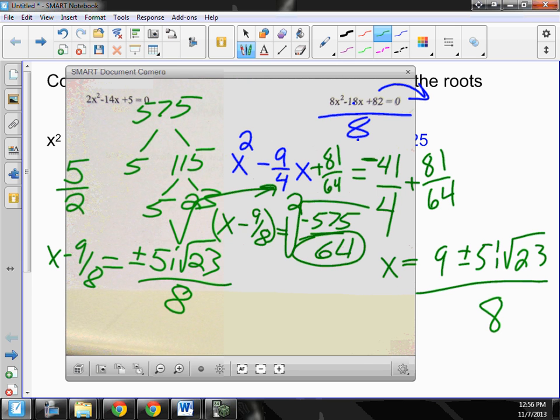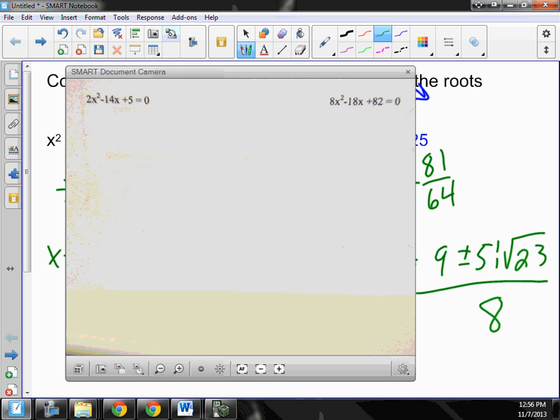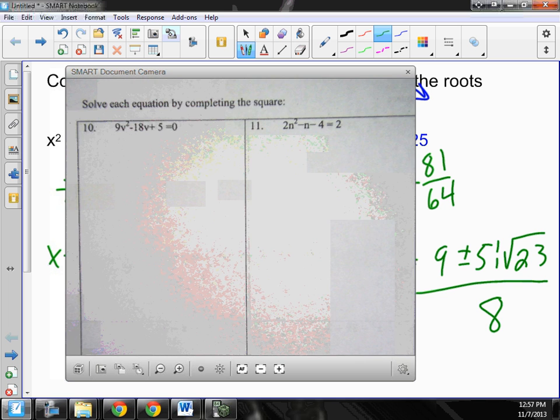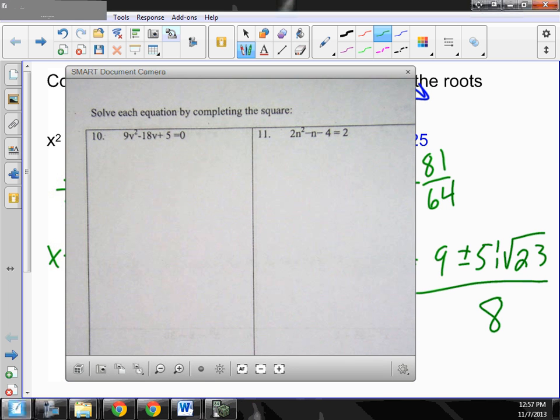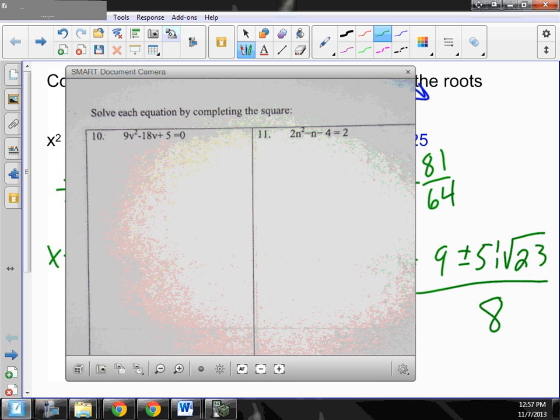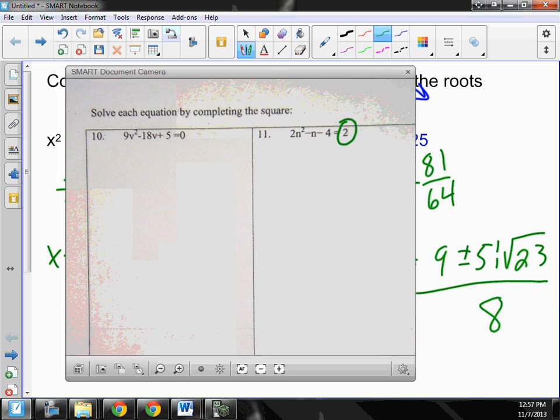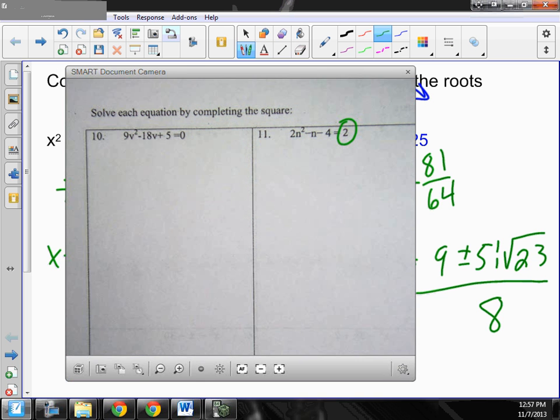Okay, look at the very last page. So, number 10, I'm going to need to divide by 9. What about number 11? What should I do with number 11? Divide by 2, okay, then what? Well, but this time it equals 2 instead of 0. You need to divide that one by 2 also, so it would become a 1.